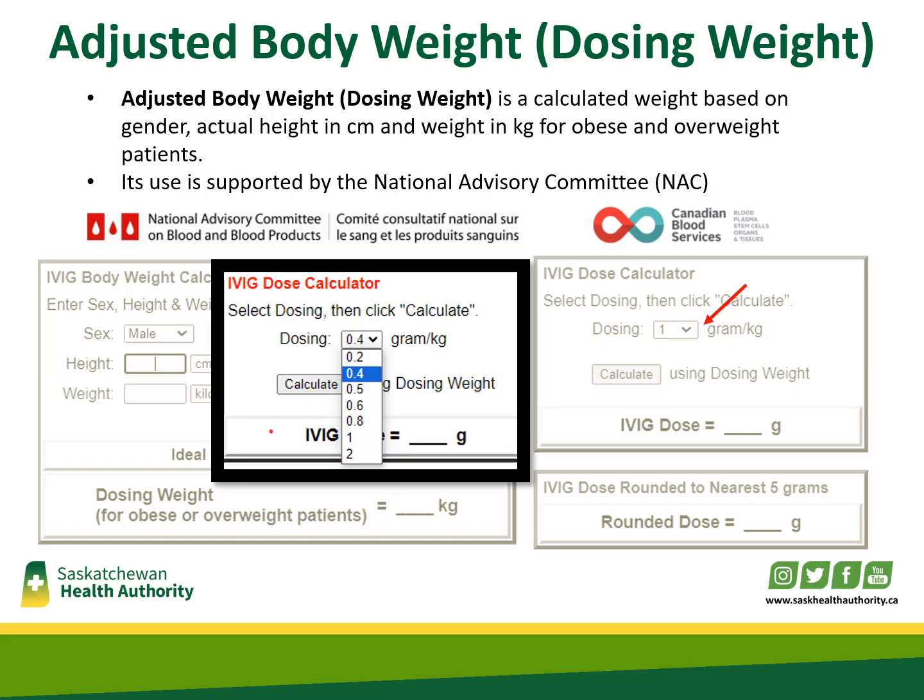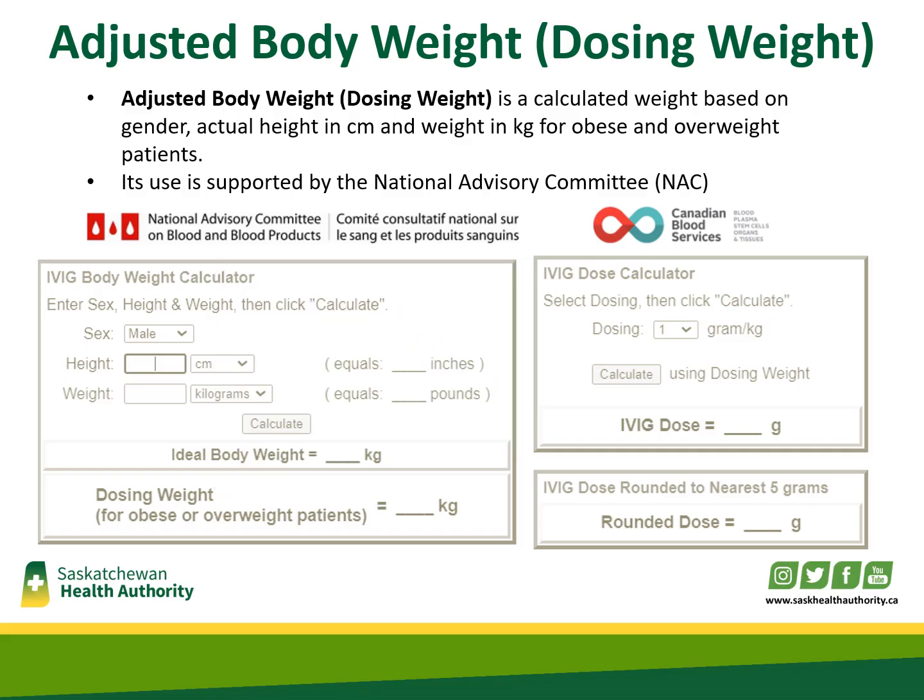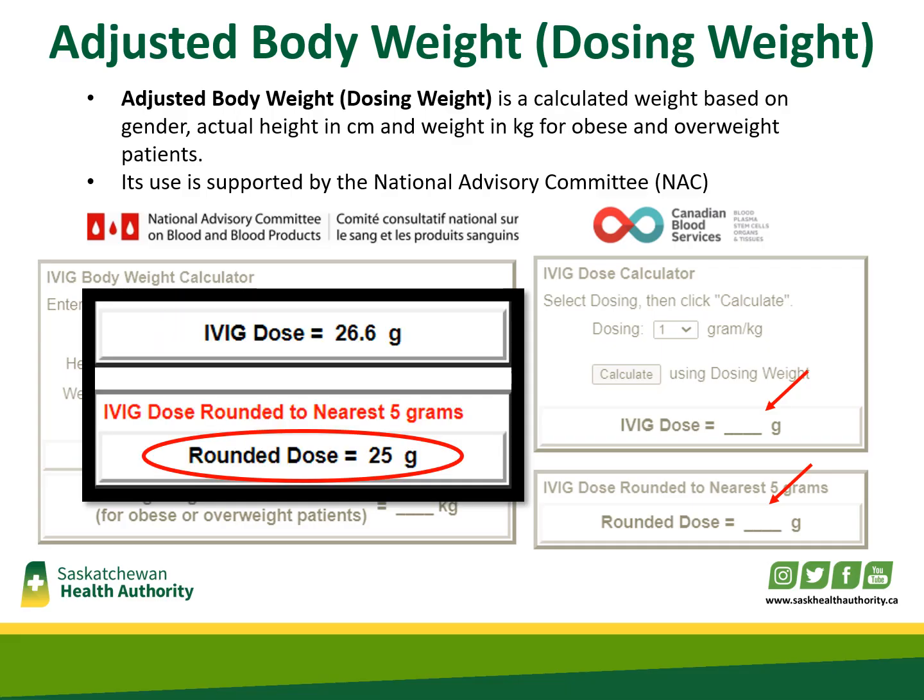Once you have your dosing weight, then you can go over to the IVIG dose calculator section on the right-hand side here and select from the drop-down menu the grams per kilogram dose that's been ordered by the physician. Once you've selected the grams per kilo, you'll press calculate and it'll automatically calculate the IVIG dose and will also round that dose for you to the nearest 5 grams. This is just an example here, so if the dose had calculated out to be 26.6 grams, it will round it to the nearest 5, which is 25 grams.